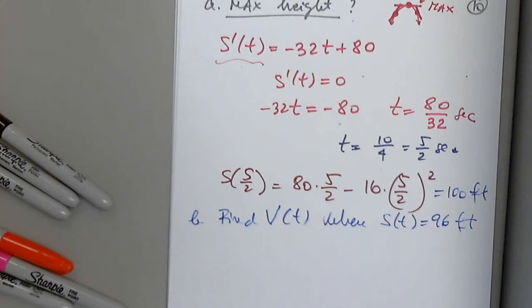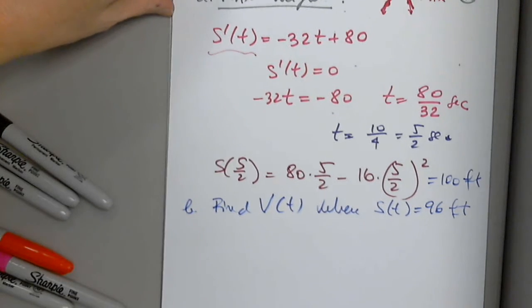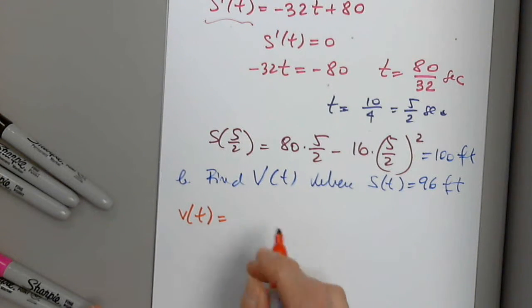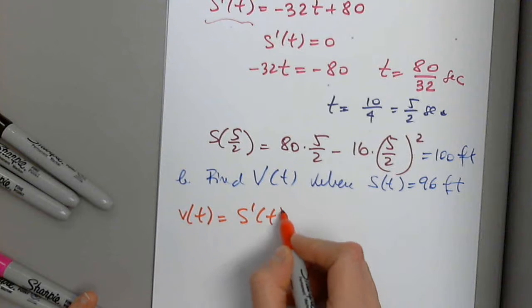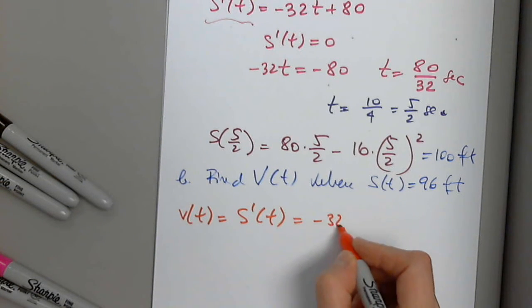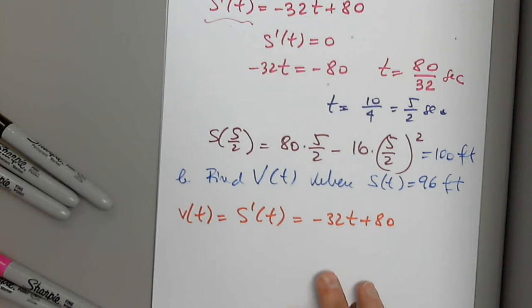So now let's analyze what we're given. We're given in this problem the distance formula. How will I find the formula or an expression for the velocity? What do I know about the velocity? It's the rate of change with respect to time. Excellent. So then how will I find v of t? It's indeed s prime of t, which we already determined, negative 32t plus 80.